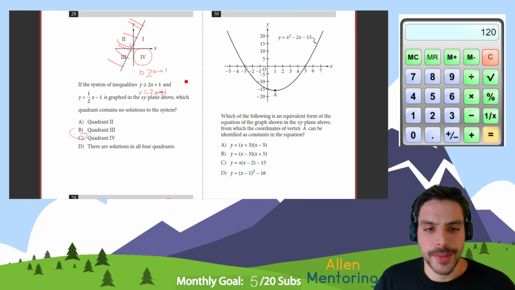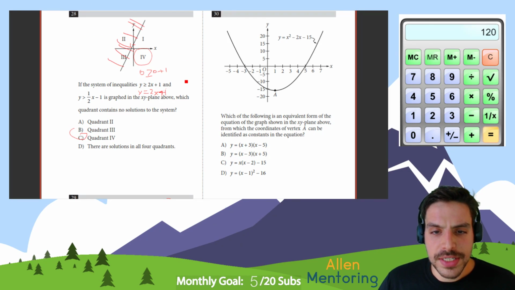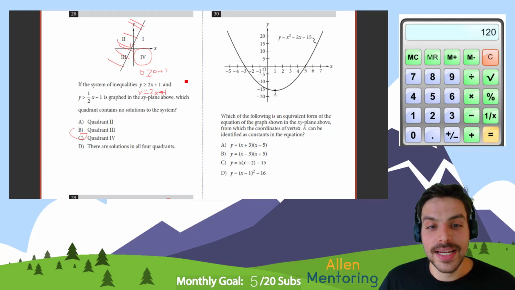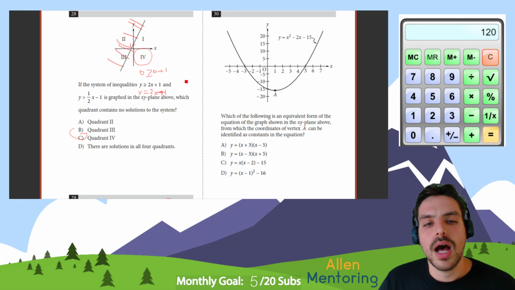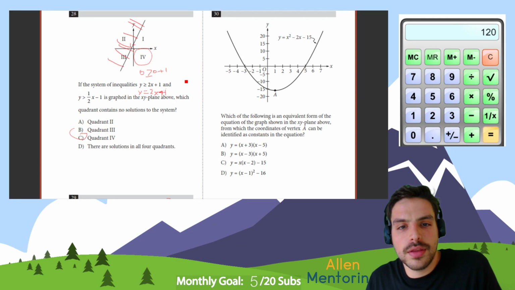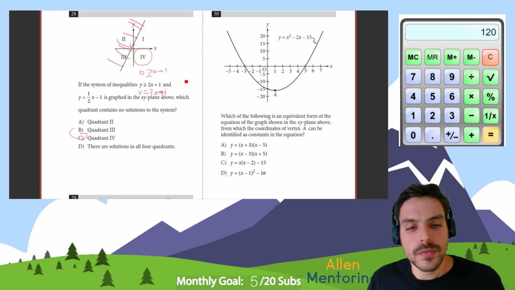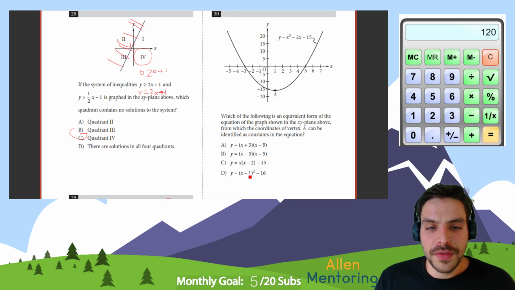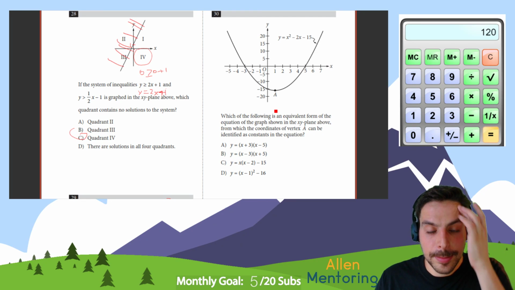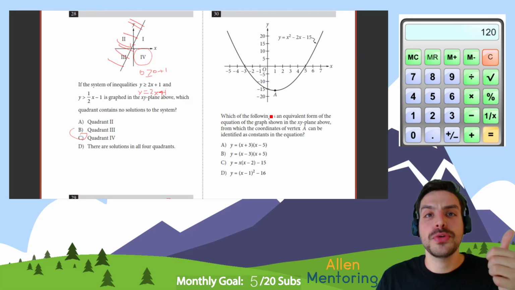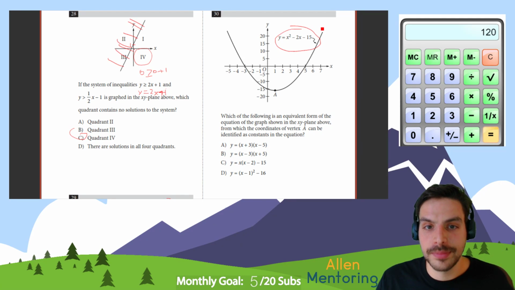All right, number 30. Which of the following is an equivalent form of the equation of the graph shown in the xy plane above, from which the coordinates of vertex A can be identified as constants in the equation? Okay. So basically they're asking you which of these equations shows the vertex A and is equivalent to this right here?